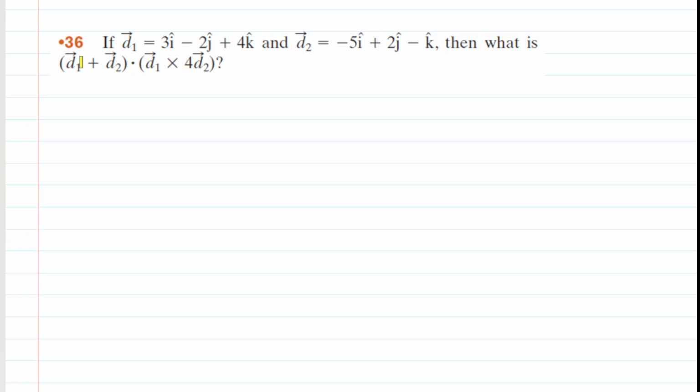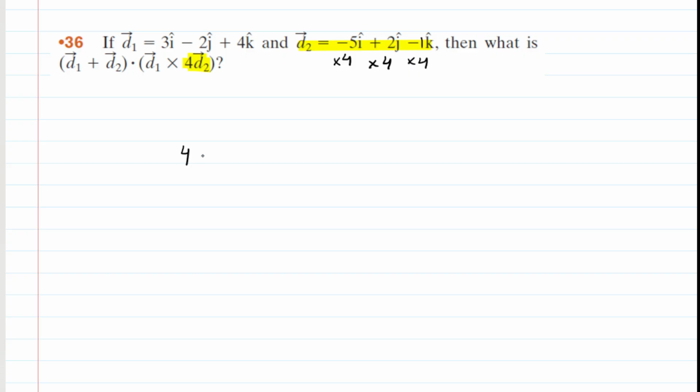So when we look at this set of operations, we can look inside of the second parentheses and see that we need to be working with 4 times d2. So this is what's called a scalar product. All it means is that you take the vector marked d2, this vector right here, and you just multiply every component by 4. So we'll multiply this -5 by 4, this +2 by 4, and then here we actually have a -1. We would multiply that by 4 as well. So we'll go ahead and do that.